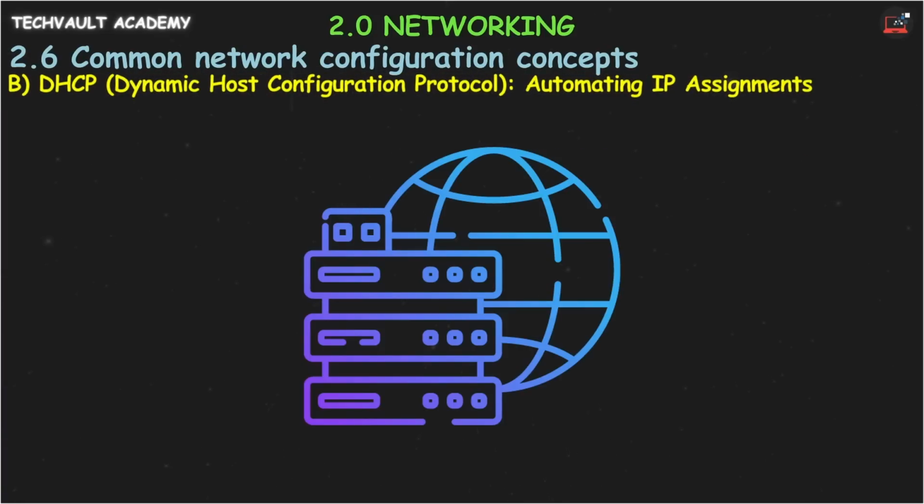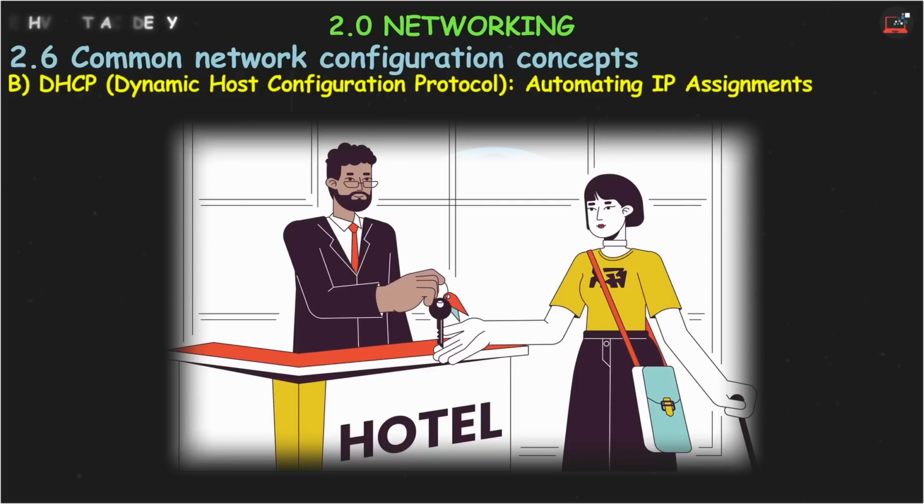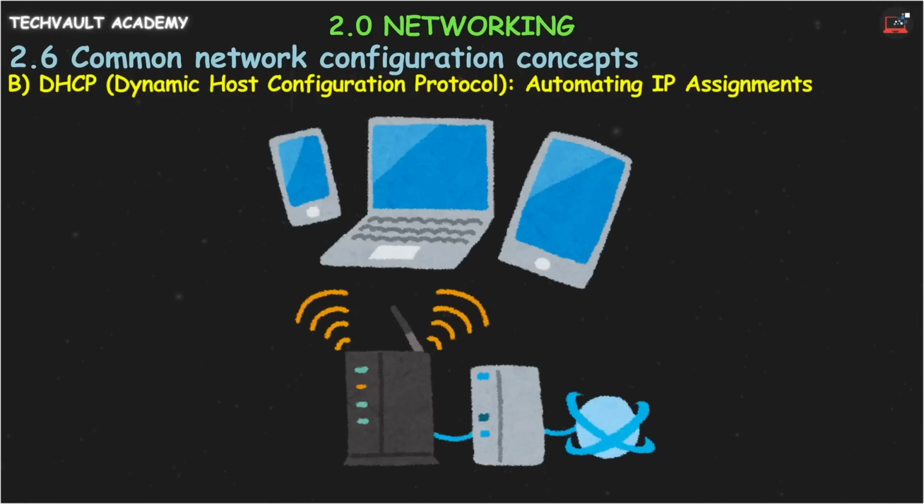2. DHCP, Dynamic Host Configuration Protocol, automating IP assignments. Imagine a network administrator handing out IP addresses like room keys in a hotel. DHCP automates this process, dynamically assigning IP addresses and other configuration settings to devices on a network.